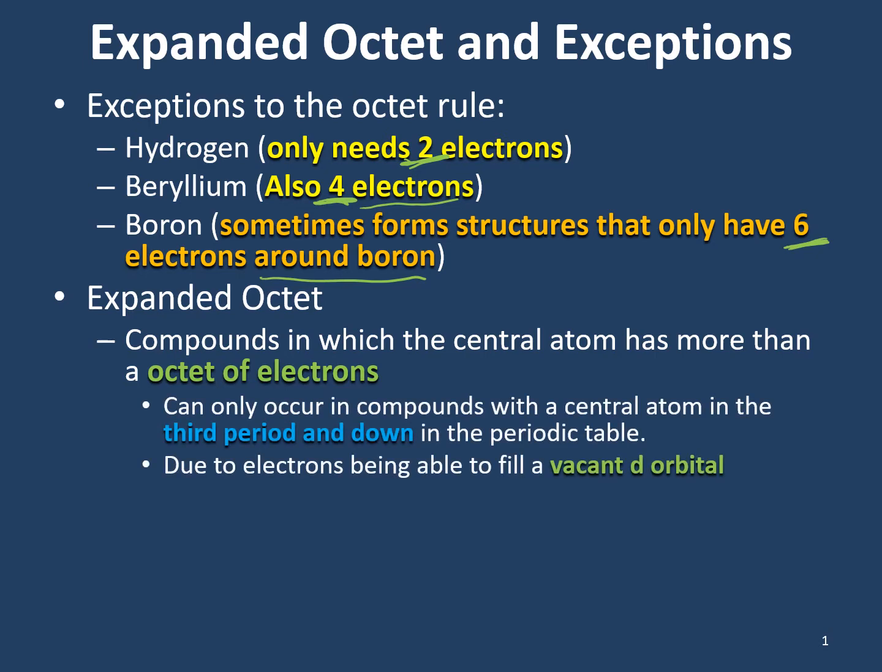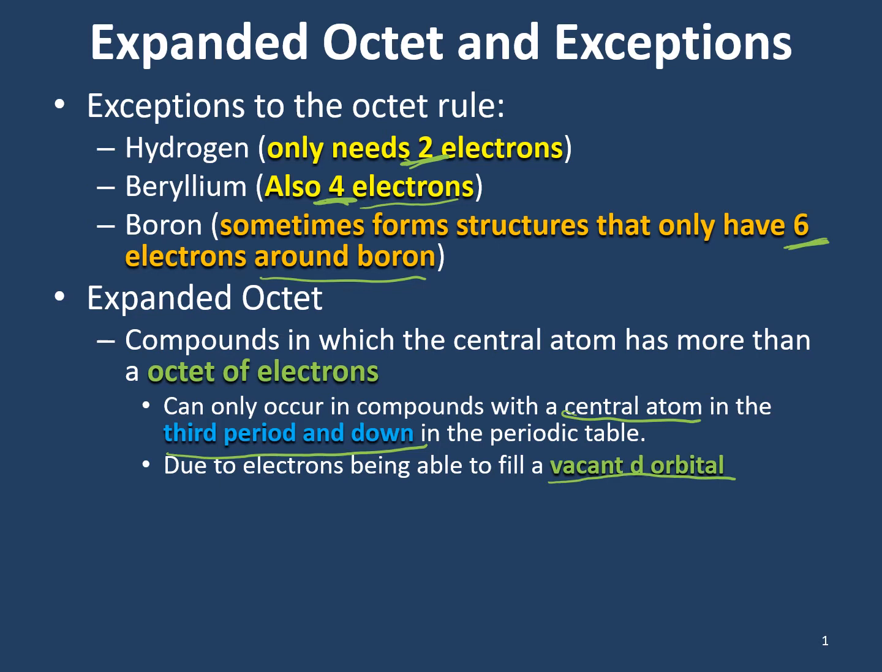This occurs when the central atom of our compound is in the 3rd row and down of the periodic table. So it's got to be in the 3rd row of the periodic table or lower, and this is due to the fact that in that case it has empty d orbitals available. And when we go over 8 total electrons in the valence shell, what's happening is we're starting to fill the empty d orbitals present for that central atom. Now that is great, and it allows us to do an expanded octet.